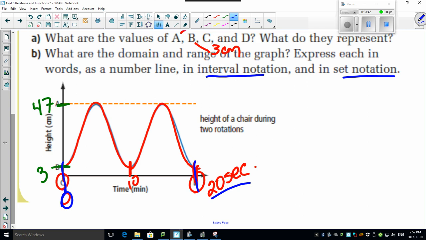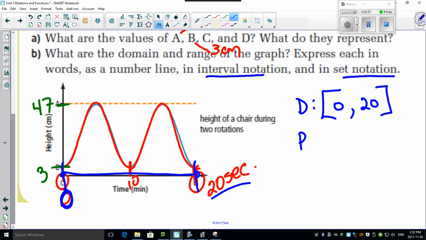Okay? Interval notation: you start at 0, right there, and you go to 20. There's your domain. So your domain starts at 0, goes to 20, and includes 0 and 20. Your range then starts at 3 and goes to 47 inclusive, so you include those 2.